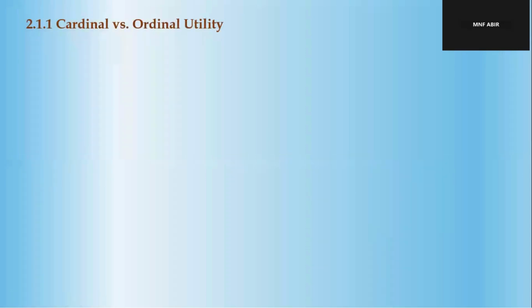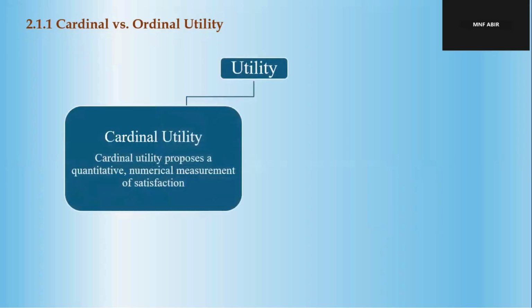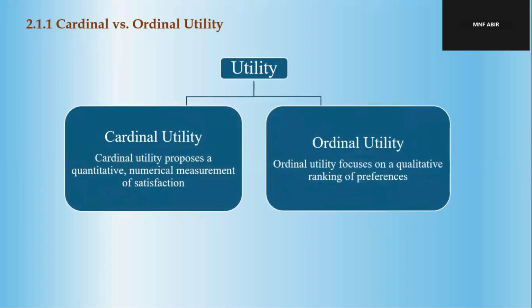Now let's look at two different ways economists have studied utility. The first one is cardinal utility, and the second one is ordinal utility. The cardinal utility approach assumes that utility can be measured in exact numbers called utils. For example, if eating one apple gives you 10 utils of satisfaction and eating two apples gives you 18 utils, then we can say that two apples give you 8 more utils than one.